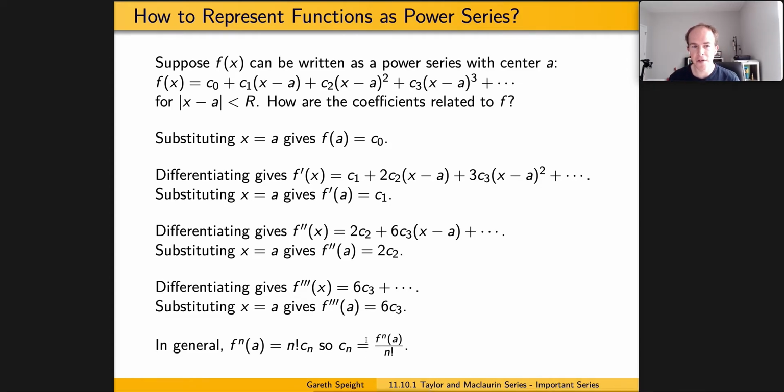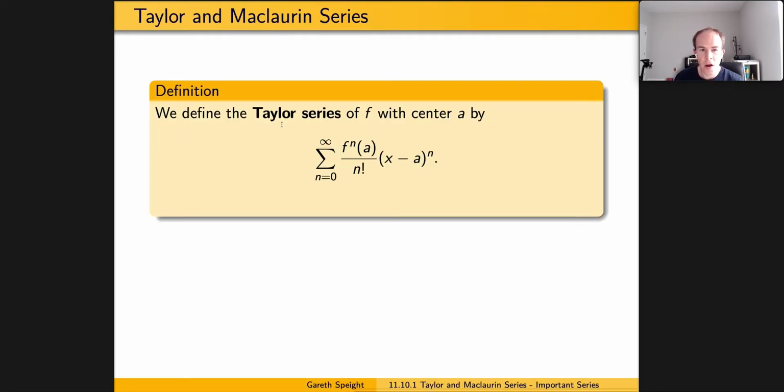Okay, so what have we accomplished here? We've shown that if a function has a power series centered at a, and we're assuming that for the moment, then the coefficient cn has to be f^(n) of a divided by n factorial. So we can calculate the coefficients from the function. These kinds of series that have these coefficients are very important. They appear in lots of places, so they have a name. It's called the Taylor series of f at a, with center a.